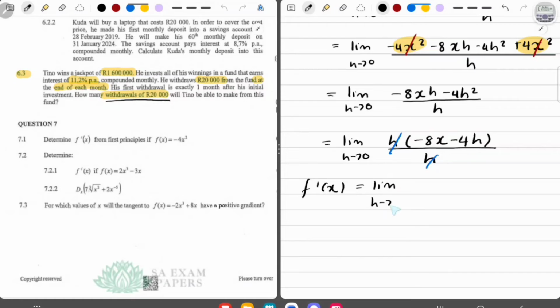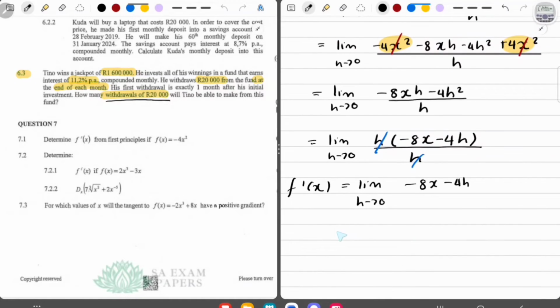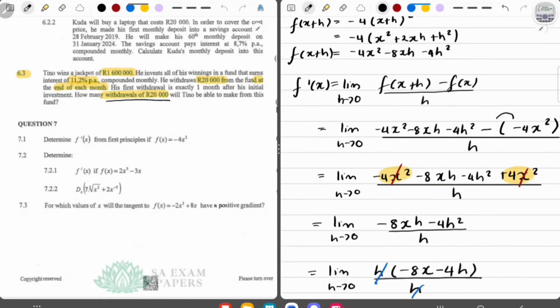Then these two cancel. So I'm just going to rewrite it. So I'll still write the lim. Okay. And then we have negative 8x minus 4h. Now we can go ahead and substitute. So now we're substituting. We don't have to write the limit as h approaches 0. So negative 8x minus 4, open bracket, and in place of h we'll put in 0 because it's approaching 0. Okay, so the gradient is going to be negative 8x, and that is the gradient of that function that we had originally.